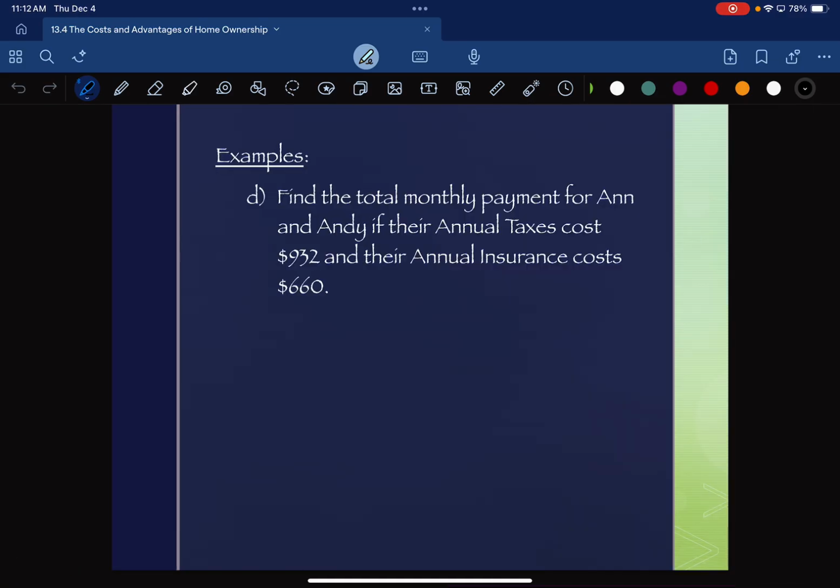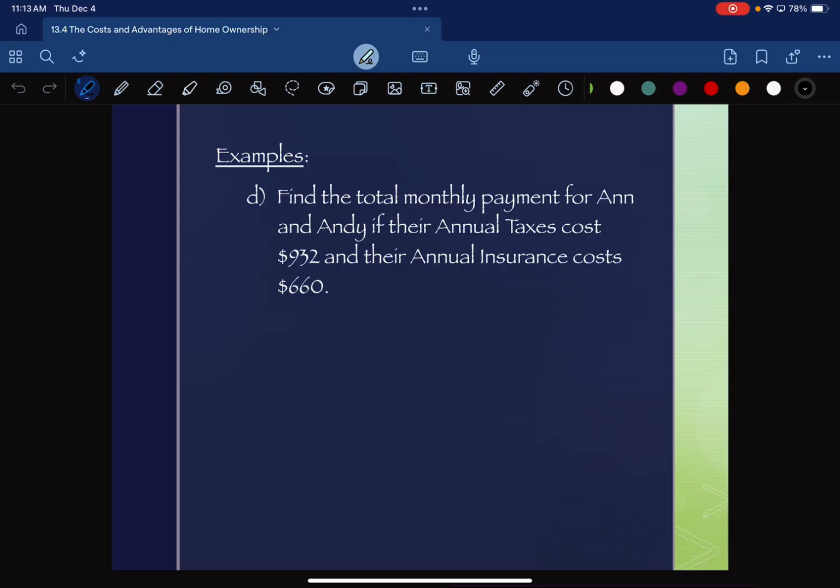So we're going to take a look at an example. Ann and Andy find out that their annual taxes cost $932. That's cheap. By the way, your property tax varies significantly based on where you live. When we lived in Ohio, property taxes were way more expensive than in Oklahoma. But insurance costs were way less expensive because they don't have tornadoes like they have here. There are other things to consider. So their annual taxes are $932, and their annual interest is $660.